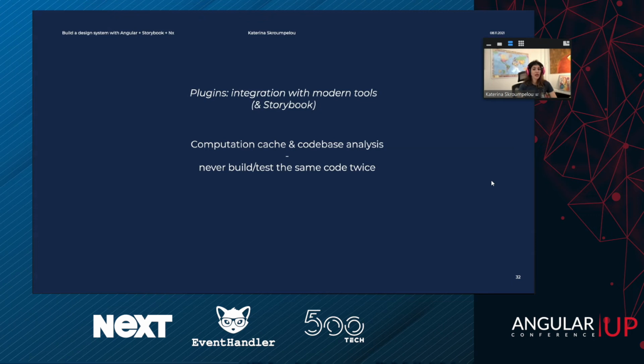What does that mean? It means that first it caches your code, and then whenever you run the same task again, it fetches the results from the cache. But how does it do that? It uses code base analysis to analyze your code base and understand which parts of it have changed. So if nothing has changed, it will fetch results from the cache. If only some things have changed, it will fetch the unchanged parts from the cache and always rebuild or retest the changed parts of the code. So essentially, never do the same task on the same code twice.